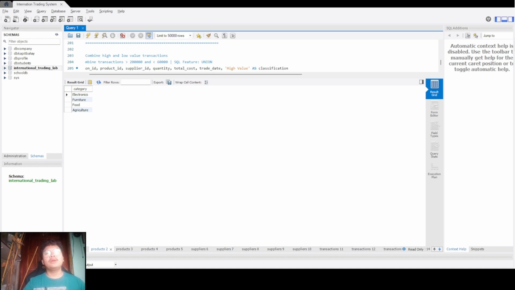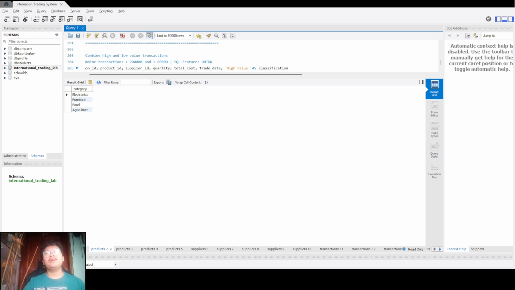Without DISTINCT, if we just selected all categories, we would see electronics 3 times, furniture 3 times, food twice, and agriculture twice. But with DISTINCT, we only see each category once. As you can see in the result, we have exactly 4 unique categories: electronics, furniture, food, and agriculture.